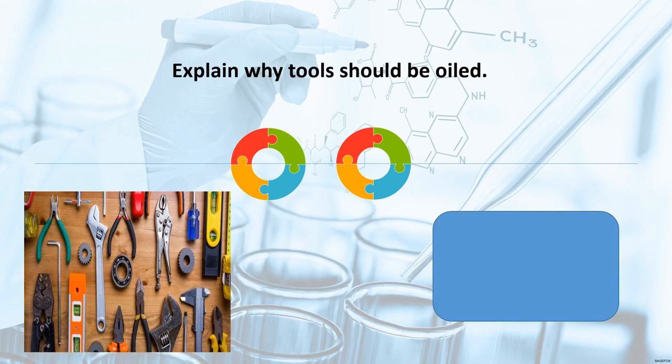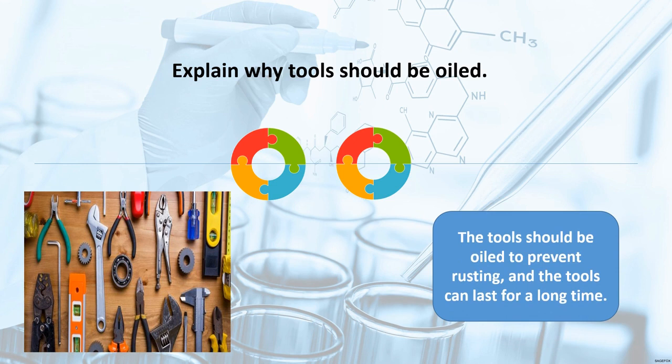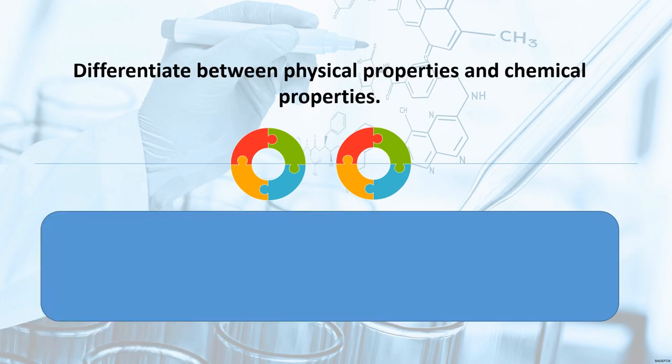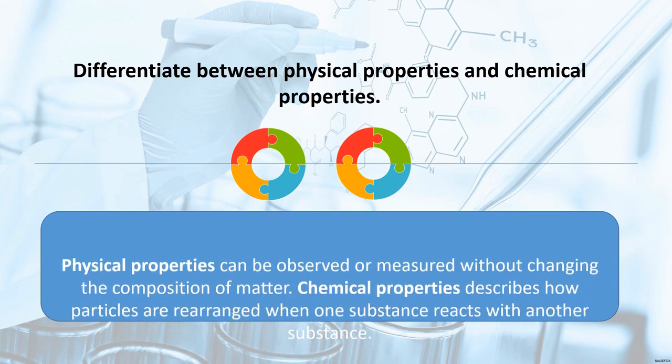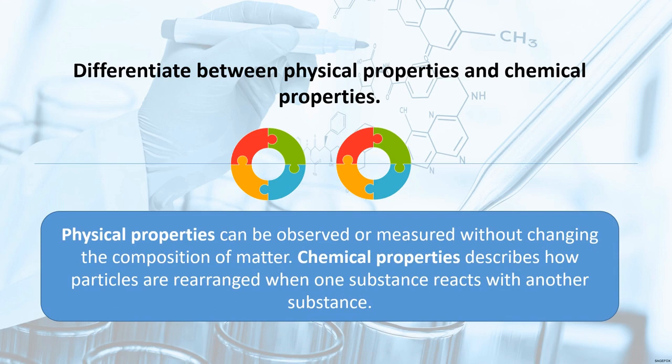Explain why tools should be oiled. The tools should be oiled to prevent rusting, and the tools can last for a long time. Very good. Differentiate between physical properties and chemical properties. Physical properties can be observed or measured without changing the composition of matter. Chemical properties describe how particles are rearranged when one substance reacts with another substance. Good job, students.